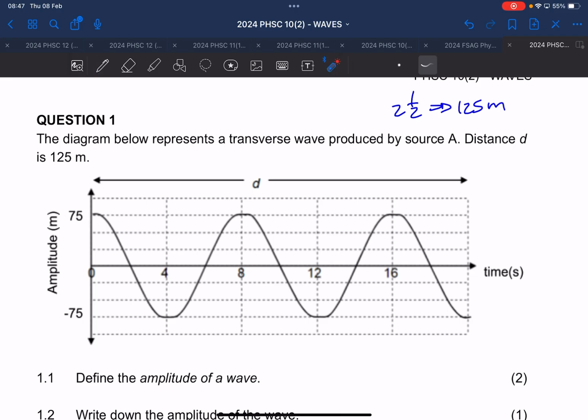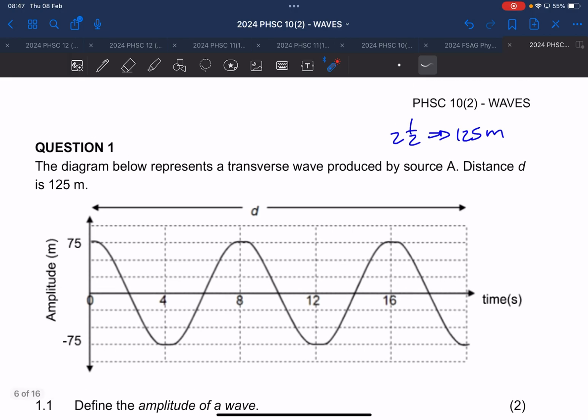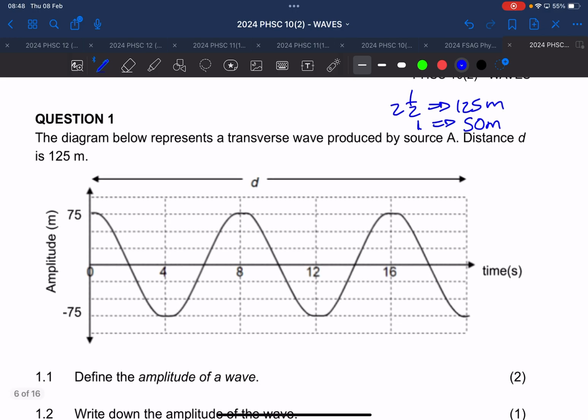Because is 125 meters for one wave? No. That is for 2.5 waves. Okay, so to get the wavelength for one wave, what are you going to do? Okay, and that gives you what? 50 meters.